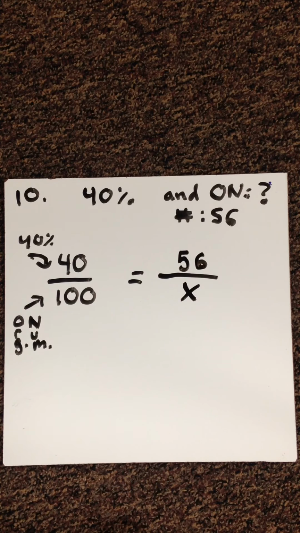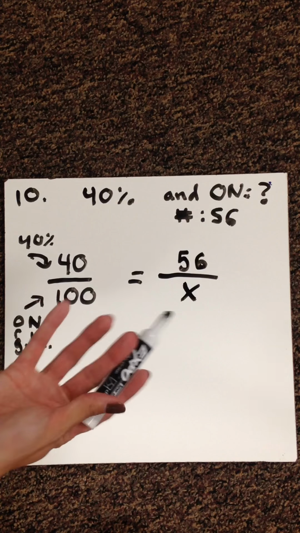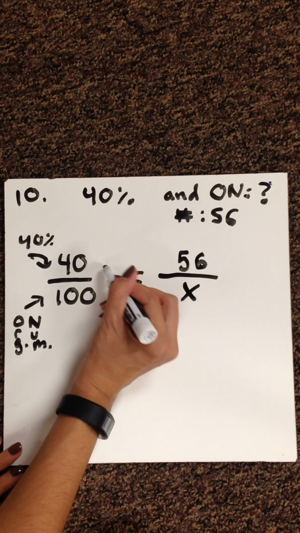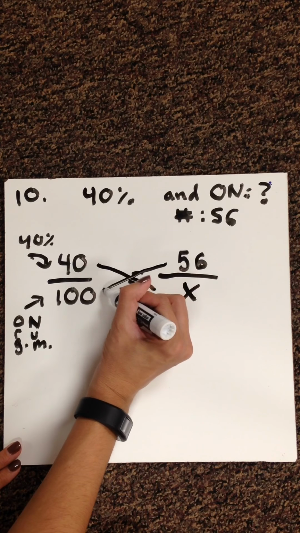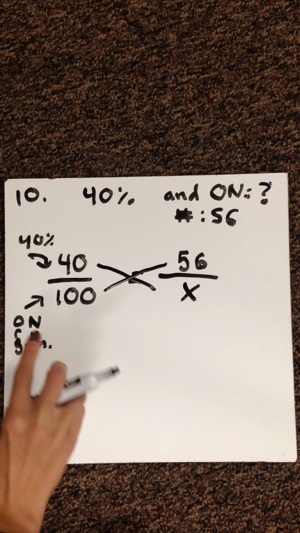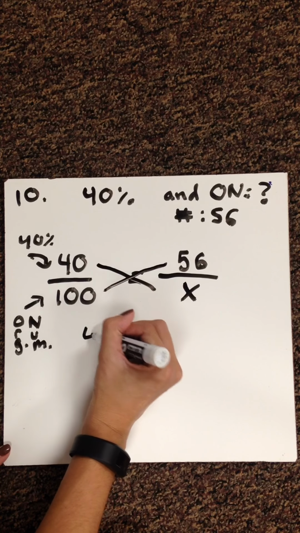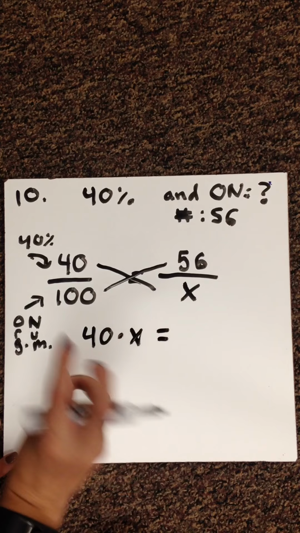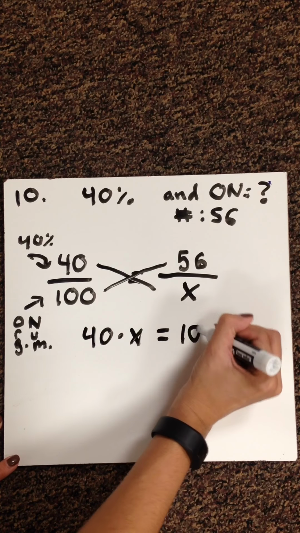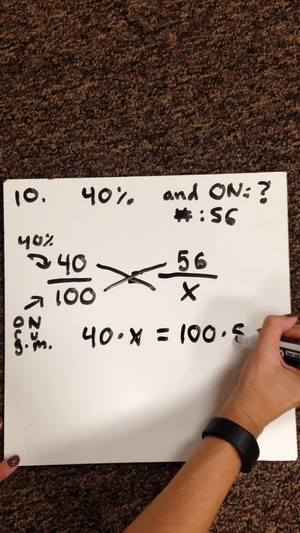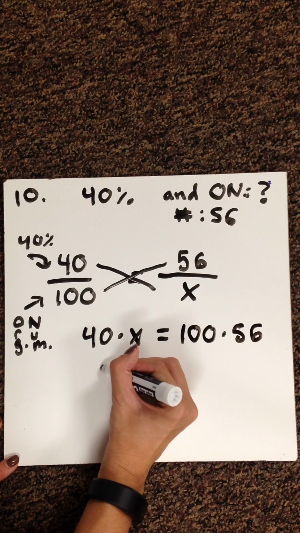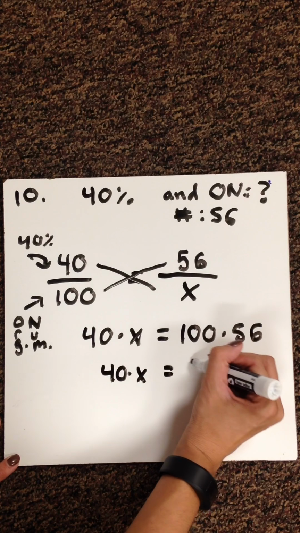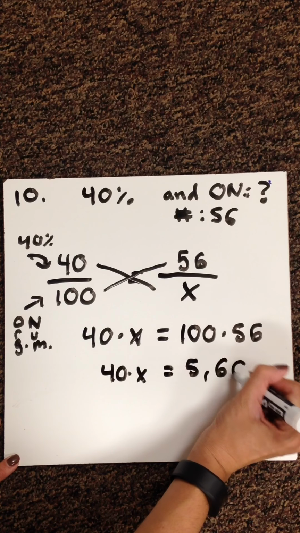Now looking at this, I can't just look at it and go 40 times blah, blah, blah is 56. So for this, it's easiest to cross multiply. So I'm going to cross multiply. That means that I'm multiplying the diagonals. Okay, so I have 40 times X on one side of my equal sign, and on the other side, I have 100 times 56. So over here, I still have 40 times X. Here, we can simplify that to 5,600.